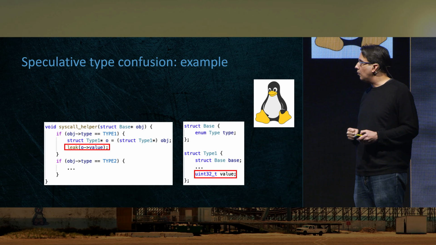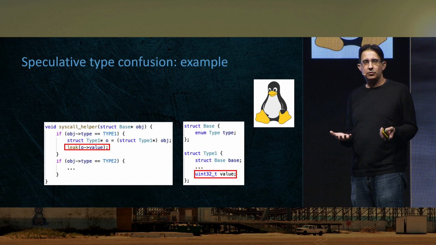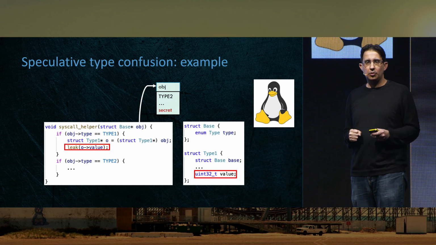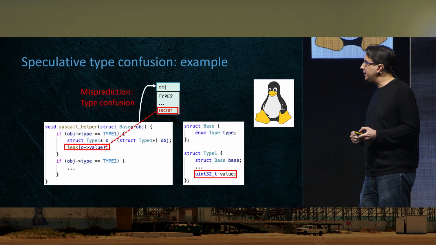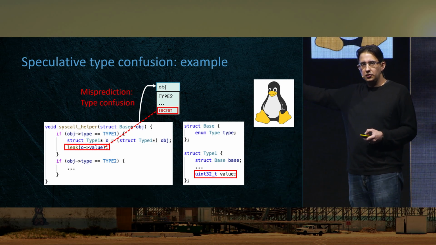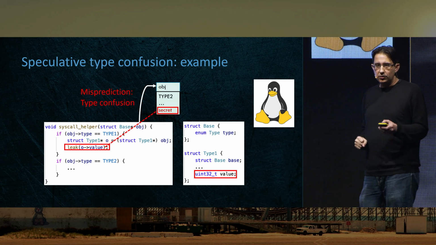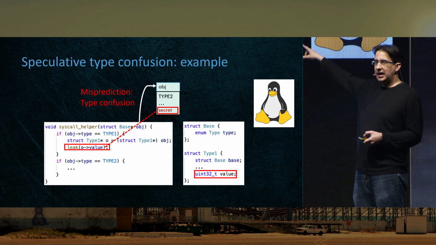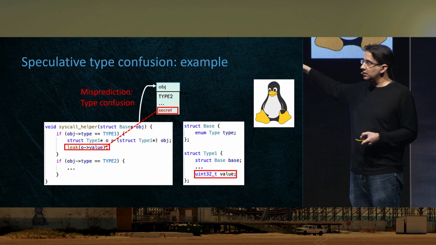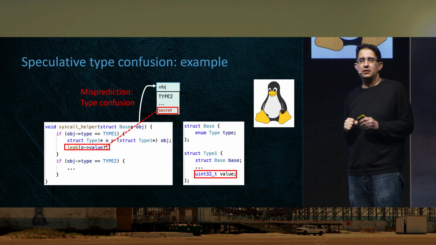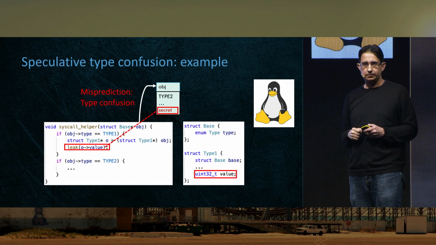Okay? Now, what does speculative type confusion mean? What happens if this function is called with an object of type 2, but because of branch misprediction, the CPU still executes the code of type 1? Then it's going to read some field, but it's going to be a field in the type 2 object, not type 1, and this field might contain secret information that then is going to get leaked.